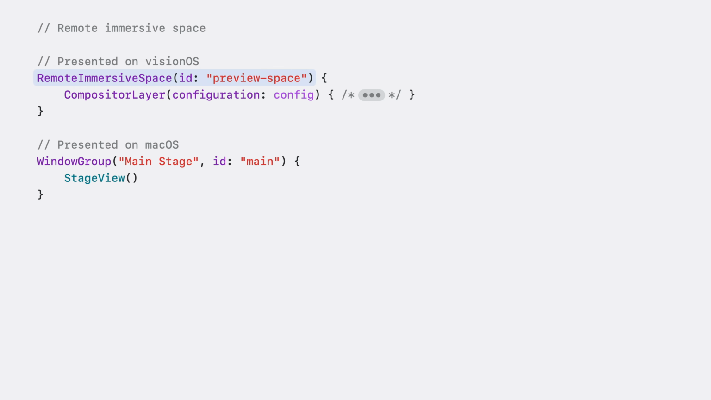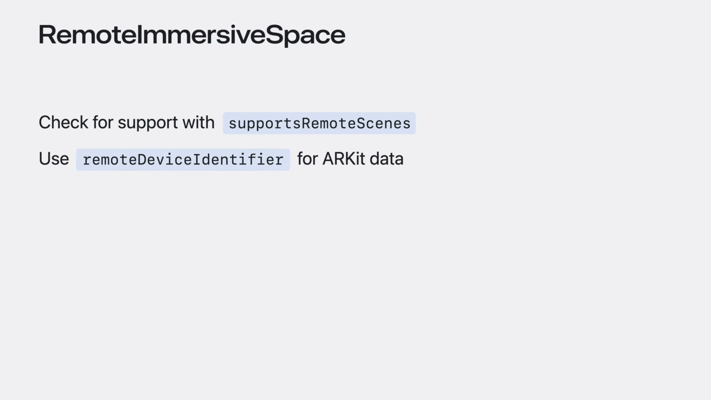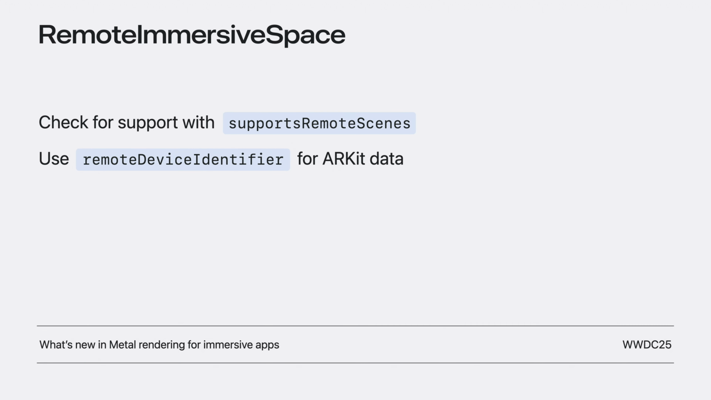I did this by adding a remote immersive space scene containing my compositor layer. This will be presented on visionOS, whereas the rest of my scenes, like my main stage, will still present directly on the Mac. To learn more on adapting your compositor layer and ARKit session to a remote Vision Pro device, check out What's New in Metal Rendering for Immersive Apps.